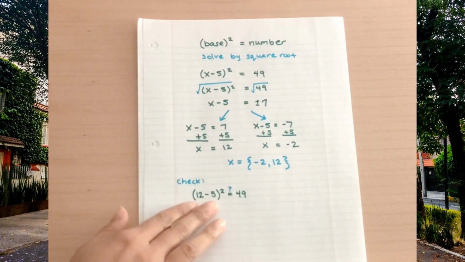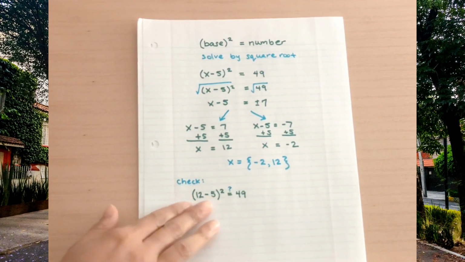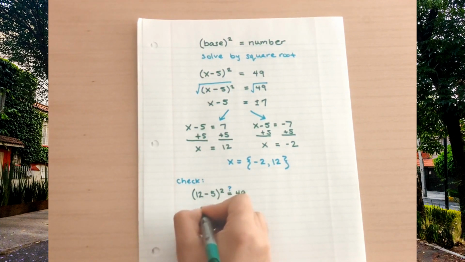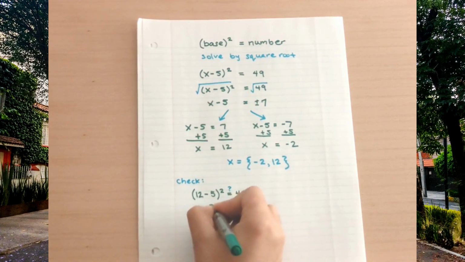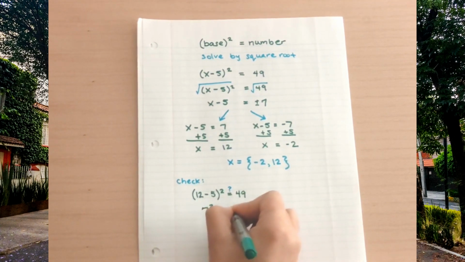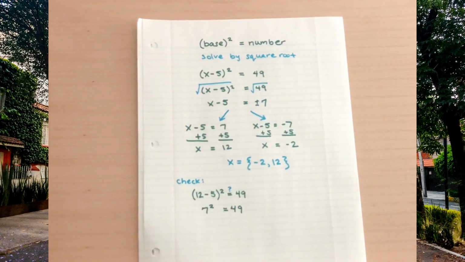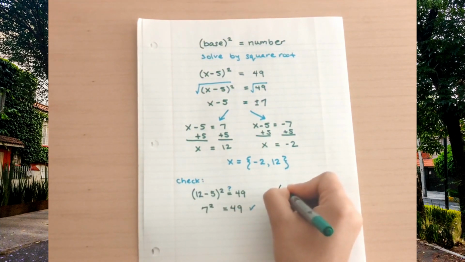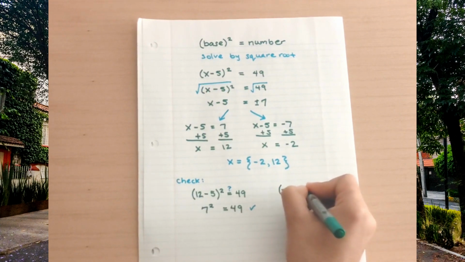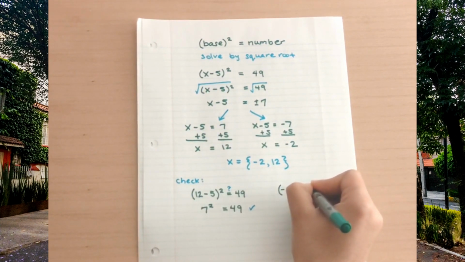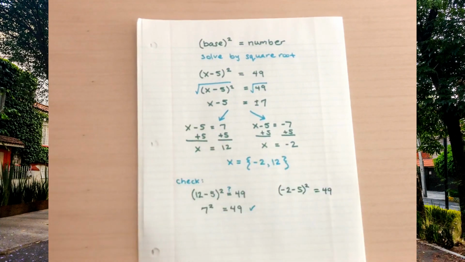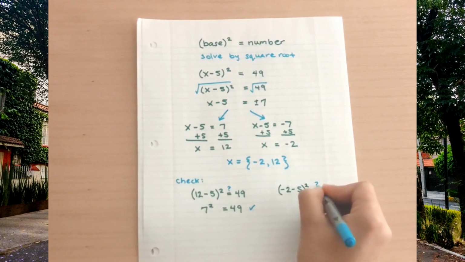Let's see if this works. We'll follow the order of operations to simplify this left side. So inside the parentheses, we start with 12 minus 5, which gives us 7 squared. And does that equal 49? It sure does. And let's test out our other solution, the negative 2. We'll plug that in for x. So we have negative 2 minus 5 squared. And then we'll see if that does equal 49.